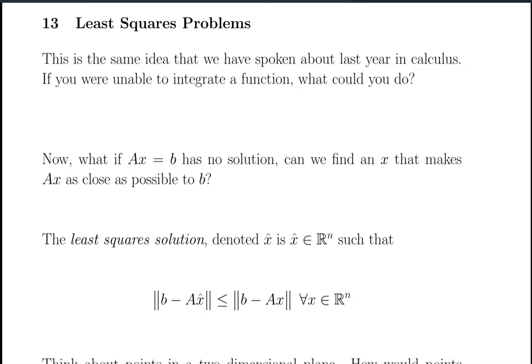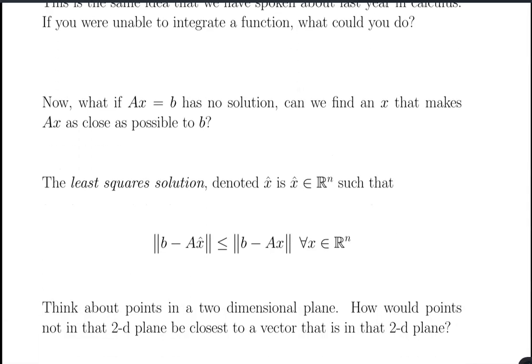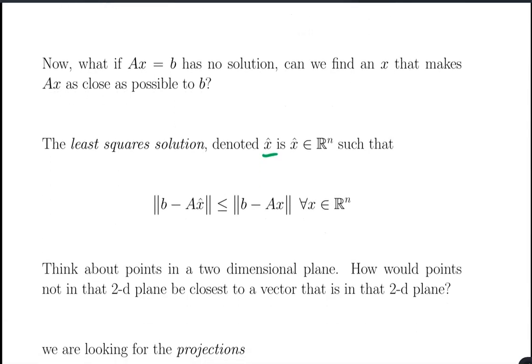So if there's no solution, can we find an x as close as possible? Estimate something. Let's see if we can get close. So that's called the least squares solution. Again, it's denoted x hat, same x hat as from the previous section. And it's such that ||b - Ax hat|| is less than or equal to ||b - Ax|| for all other x's. In other words, it's the closest one.